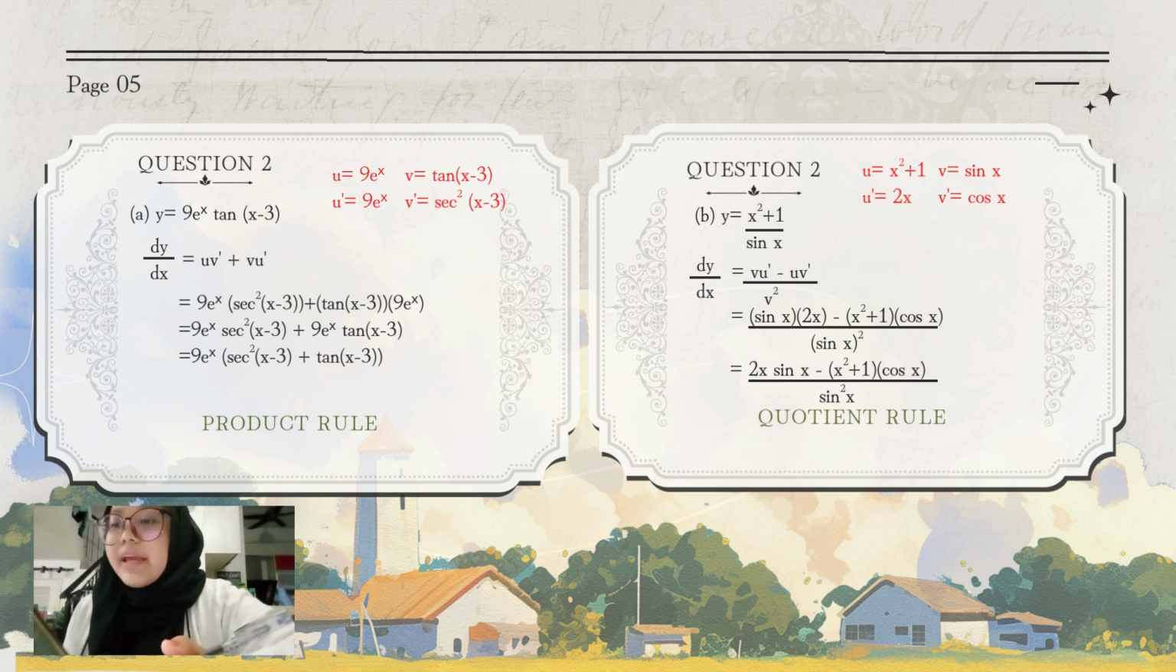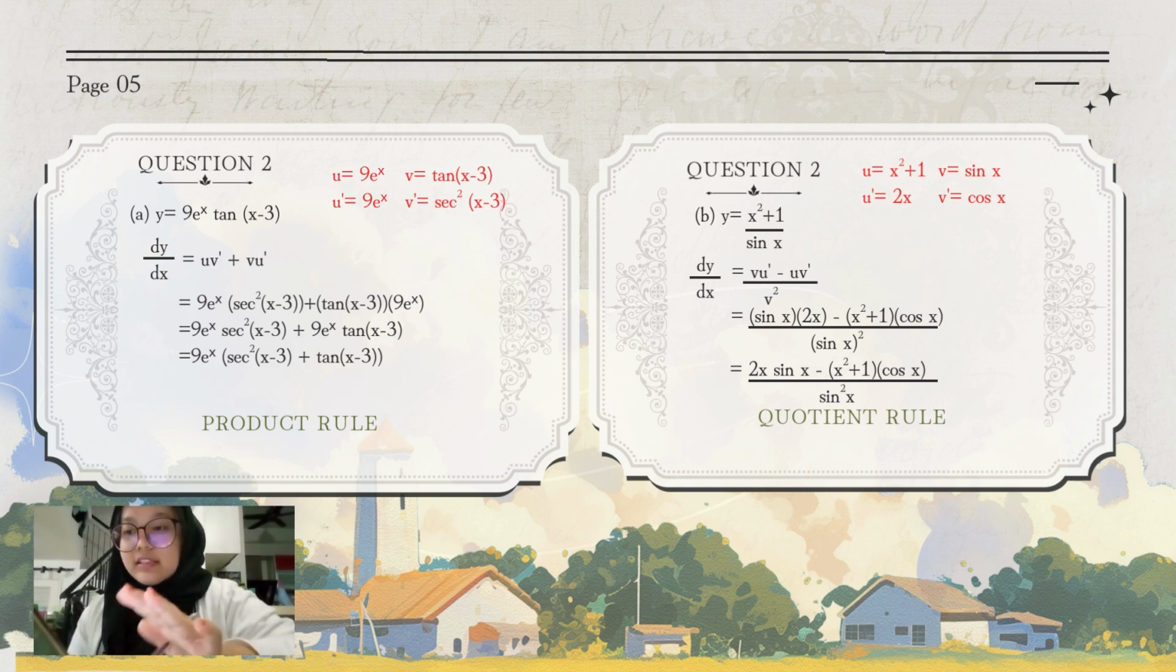So the u prime means the differentiate of u. So u prime is 9e power of x. For the v prime, tan x minus 3, when we differentiate, it will become secant squared. So v u prime equal to secant squared x minus 3. So then we just replace the v and u, so that it will become 9e power of x secant squared x minus 3 plus tan x minus 3 9e power of x.